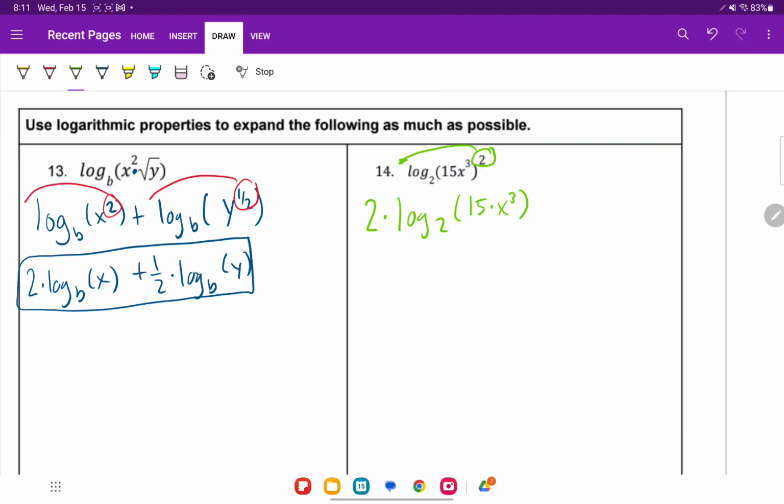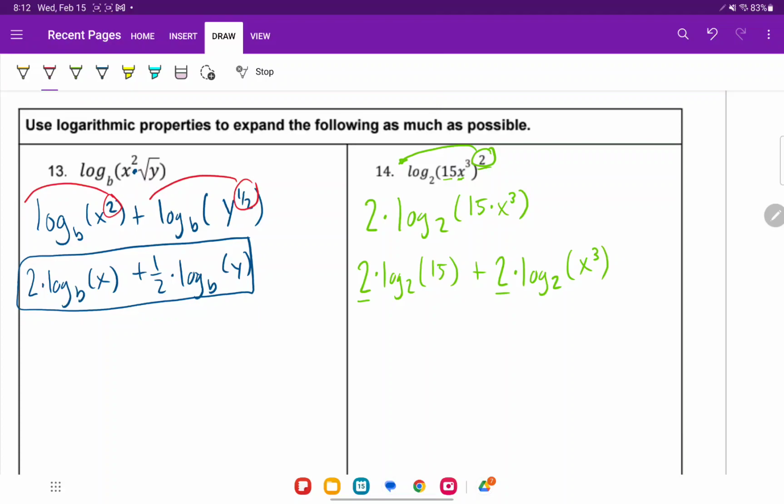Okay. Now this one's a little bit different, so do pay attention here. When I expand this, because I have a multiplication, I'm expanding it by addition. So the first one's going to be 2 times log base 2 of 15 plus, now here's the thing. This power of 2 wasn't just to the 15, it was also to x cubed. So when I rewrite the second one, it's going to be 2 times log base 2 of x to the 3rd power. Okay, so that 2, notice, went in front of both logs, and that's what needs to happen.